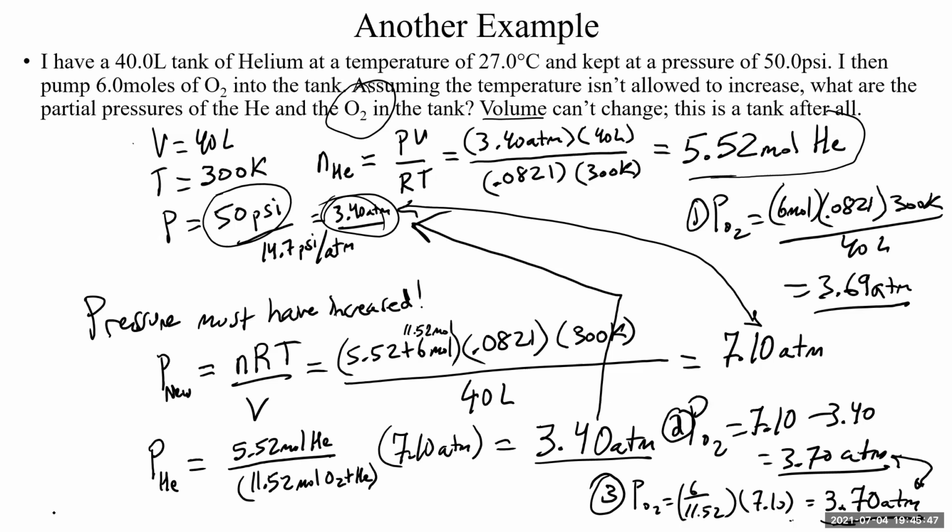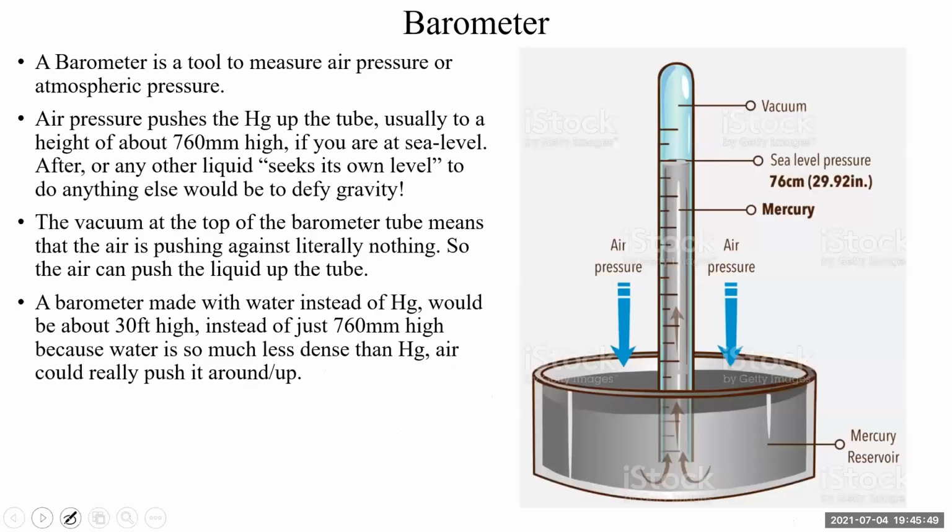Okay, let's continue on. Let's talk about barometers. A barometer is just a tool to measure atmospheric pressure, regardless of where you are. It doesn't have to be at sea level, doesn't have to be anywhere on Earth even. So barometers work like this. Most barometers involve a little pool of mercury, a liquid metal. And I'll explain in a moment why it's mercury and not something else.